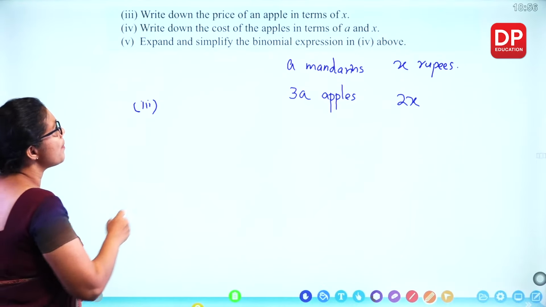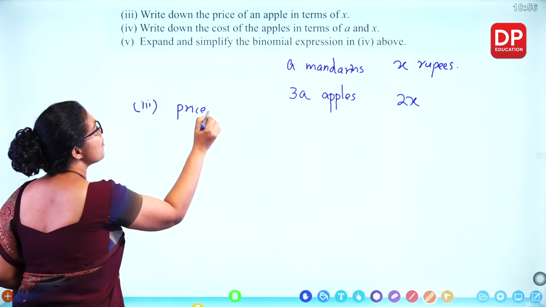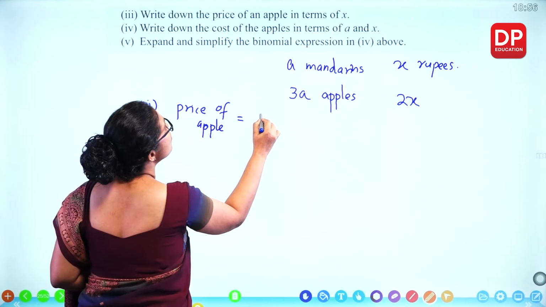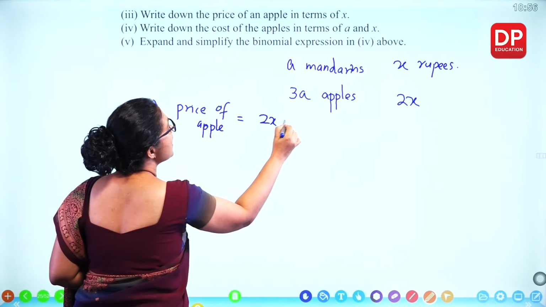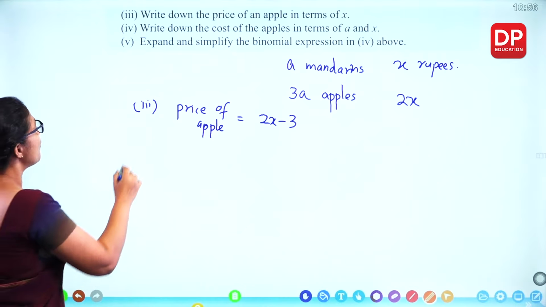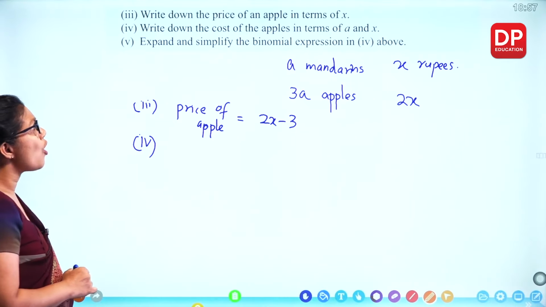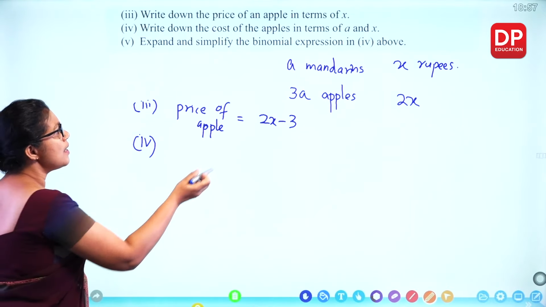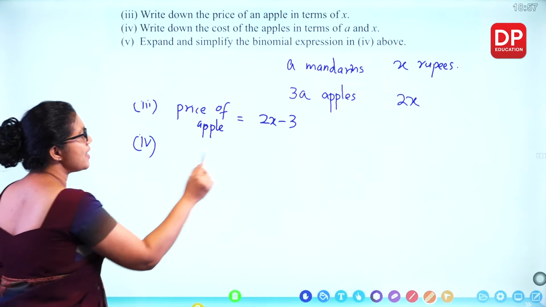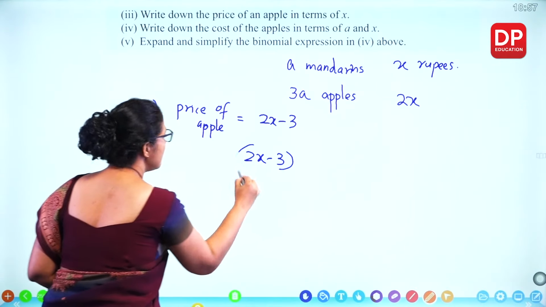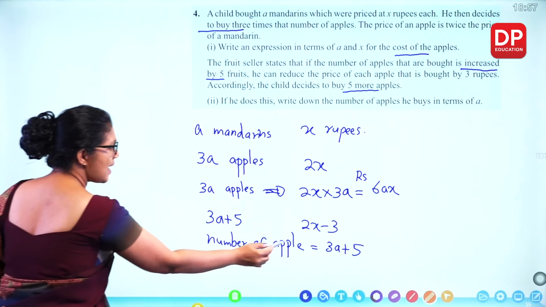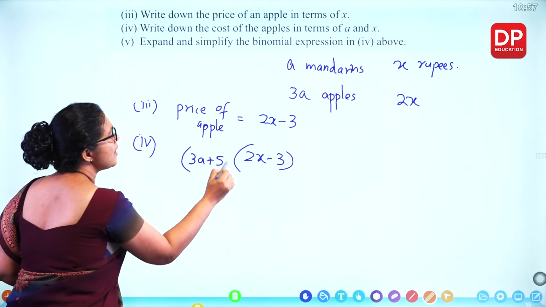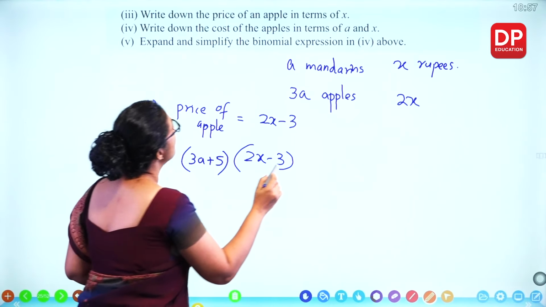So what's the third part? Third part is write down the price of an apple. So we can write down price of an apple is 2x minus 3. What's the fourth part? Fourth part says write down the cost of the apples in terms of A and X. We know the price of an apple is 2x minus 3. How many apples are there from the previous one? 3a plus 5. So you just multiply these two to get the cost of the apples.